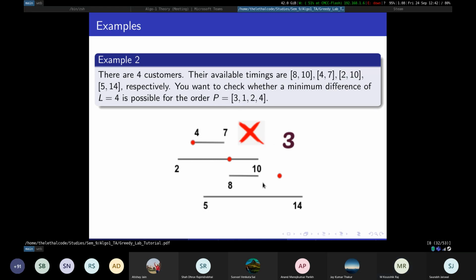But the third customer, in terms of timing, is 8 to 10, and if we add 4 to the previous timing, which was 8, 8 plus 4 will go to 12, but 12 is outside this time frame. It's not even before the time frame, it exceeded its time frame. So you cannot allot a timing to this customer for this order, which ensures that the minimum difference between any two customers is 4. That is L.